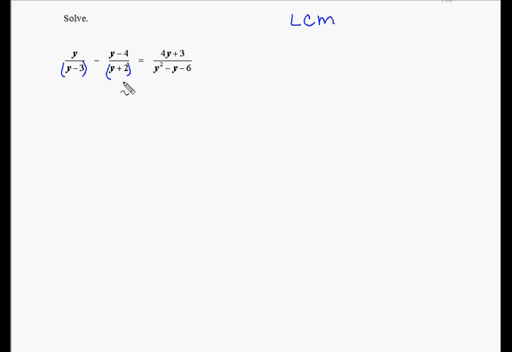Y plus 2 does not factor. Y minus 3 does not factor. But y squared minus y minus 6 does factor. So let's go ahead and factor that out. A minus 3 and a plus 2 I think will do it for us.